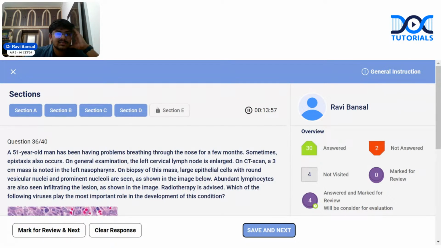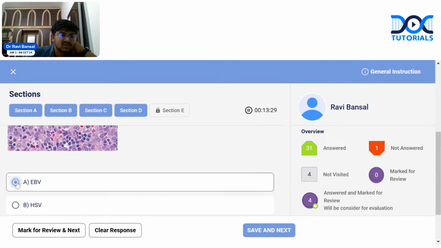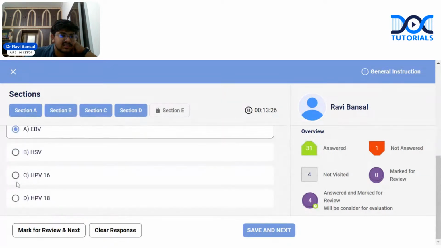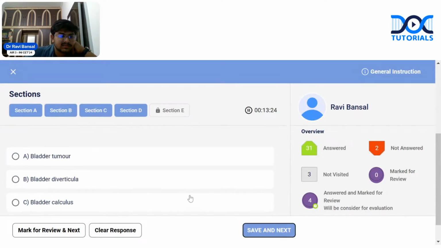This is nasopharyngeal cancer. The left lymph node is also enlarged. And in histopathology, they have given vesicular nuclei and prominent nucleoli. So it looks like squamous cell cancer of the nasopharynx. Lymphocytes, I'm not sure what they want to say by abundant lymphocytes. But radiotherapy is obviously the treatment for nasopharyngeal cancer. Epstein-Barr virus is involved in causing nasopharyngeal cancer. So I will go with EBV.